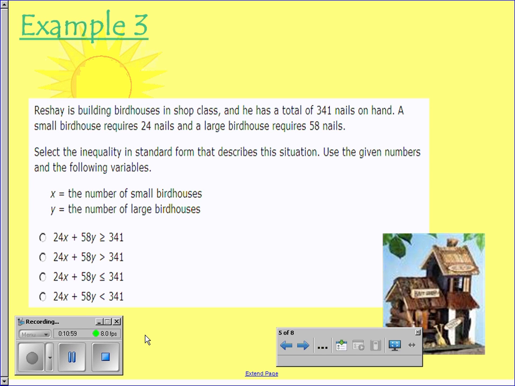Okay, now, we talked about standard form with the equations, but if we're talking about an inequality in standard form, all that means is ax plus by, and then some type of inequality, so less than c. Okay, so it's just a number times x plus a number times y is less than, greater than, less than or equal to, or greater than or equal to c. Okay? X is the small number of birdhouses, and y is the large number of birdhouses.